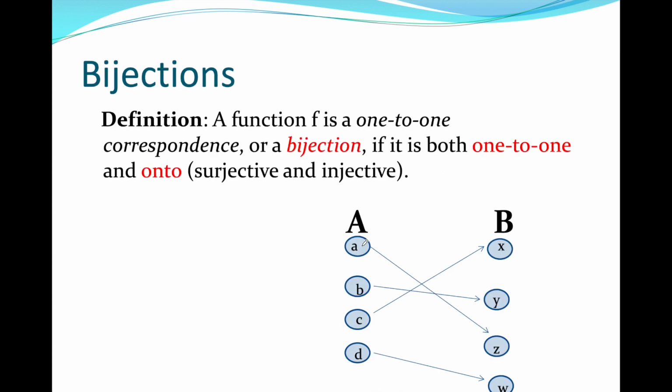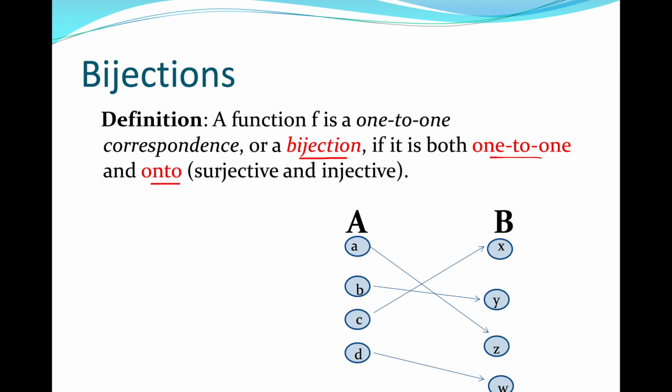Now the bijection. An injection means the function is 1-to-1. A surjection means the function is onto. A bijection means the function has both characteristics. So we call the function a bijection if it is 1-to-1 and onto.